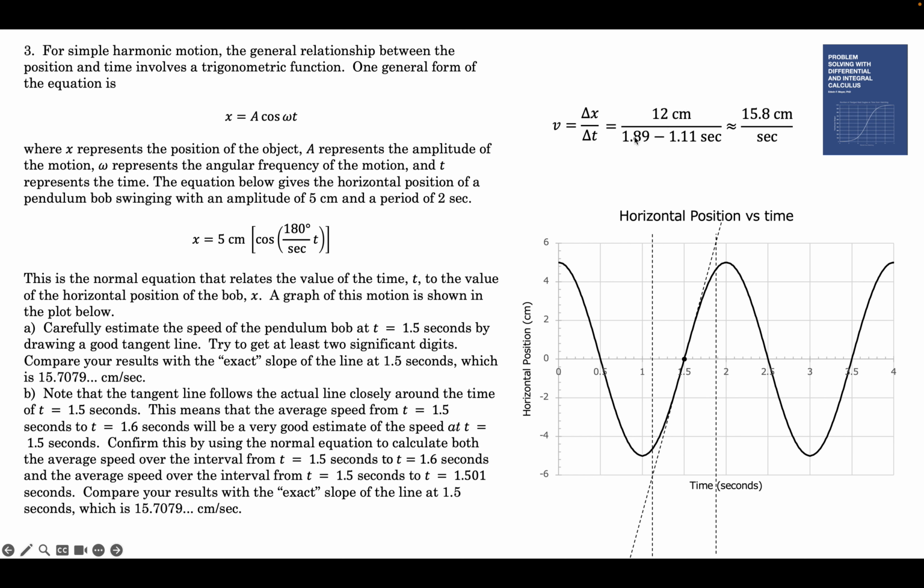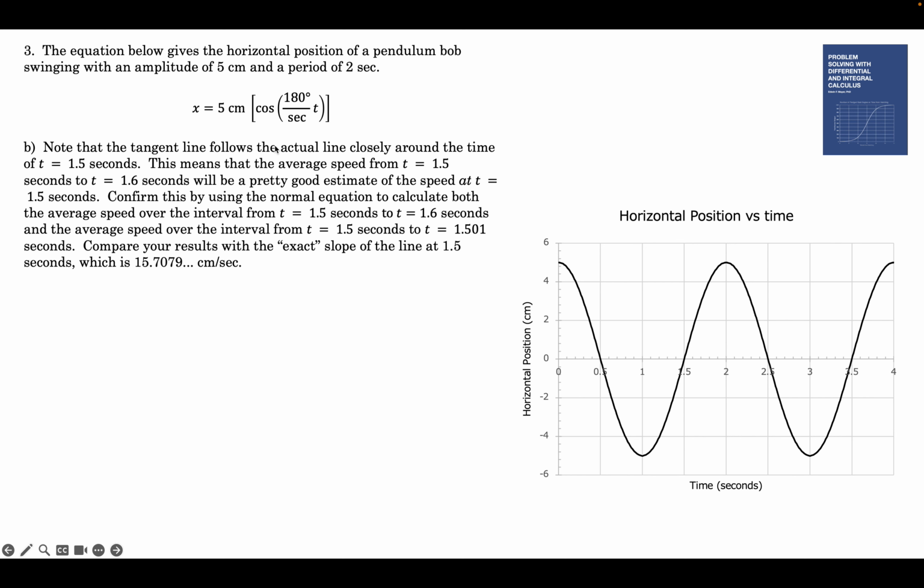12 centimeter rise, 1.89 minus 1.11, that's 0.78. 12 divided by 0.78 is about 15.8 centimeters per second, and we should be happy with that. The actual speed's 15.7, so we're pretty close. That's a pretty good tangent line.